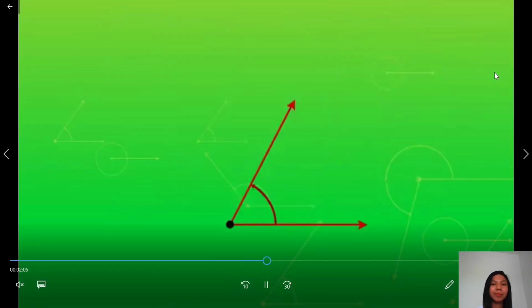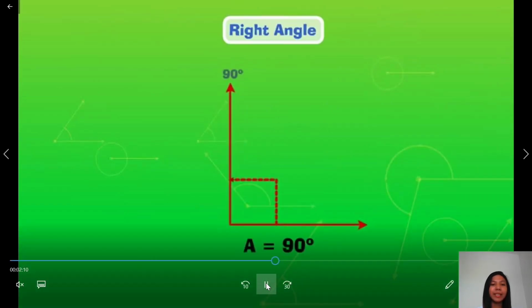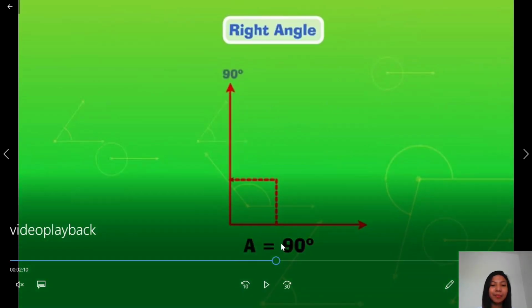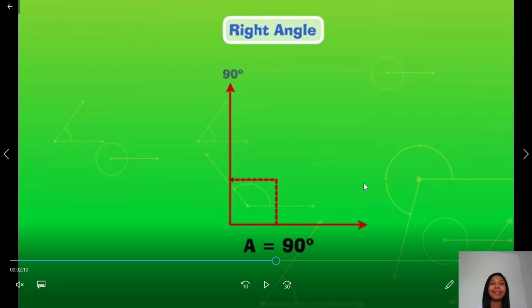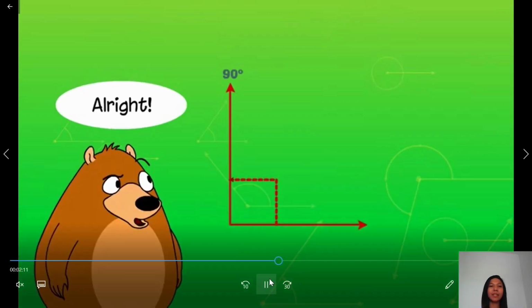Next, what if it is exactly 90 degrees? The measure is exactly 90 degrees, so it is called a right angle. Again, it is called a right angle. The measure of the angle is exactly 90 degrees.